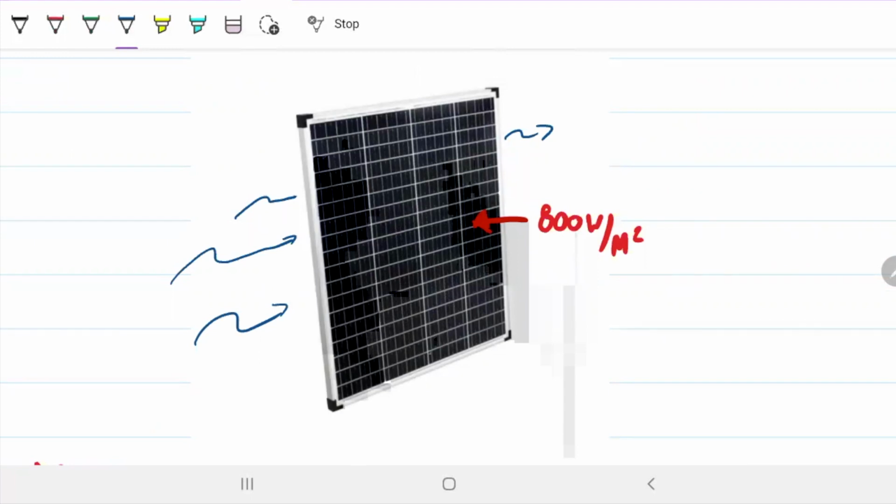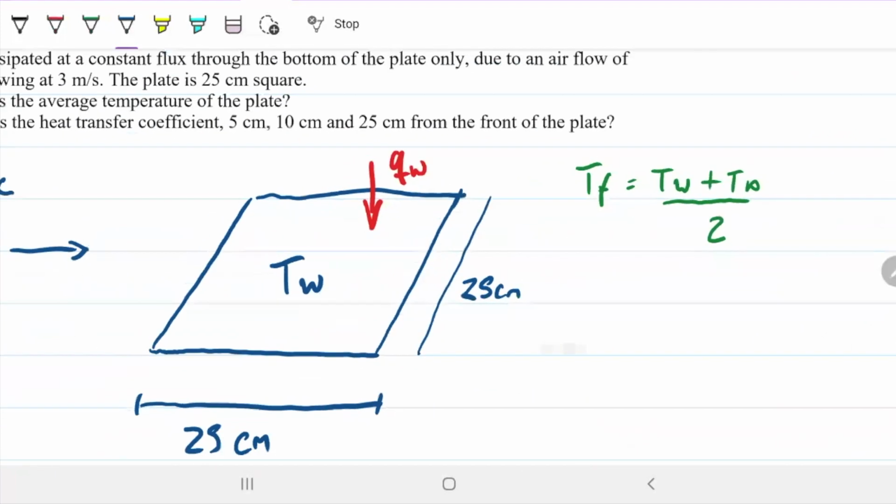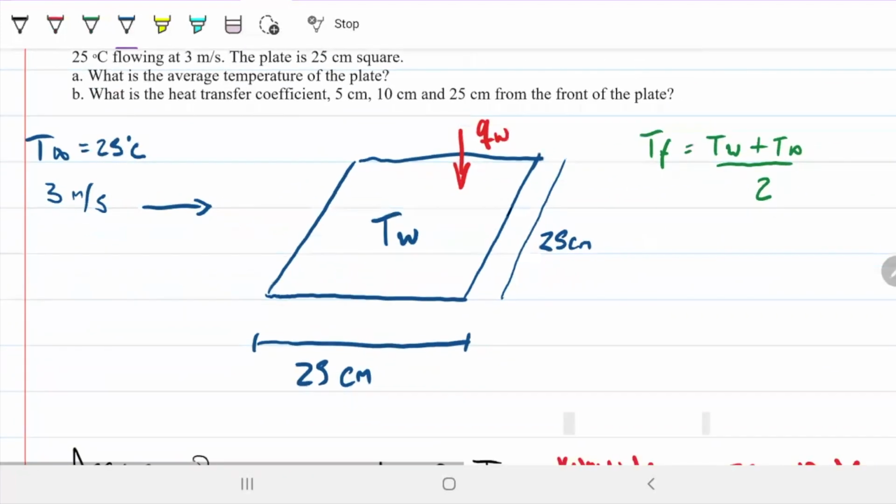So on my beautiful drawing, we have the same thing now here, but we have a problem, and the problem is that we can't really get the properties like before, right? Because we can't really find T film at this time because we don't have T wall. So because we don't have T film, we can't grab the properties at the average between the T wall and the air.